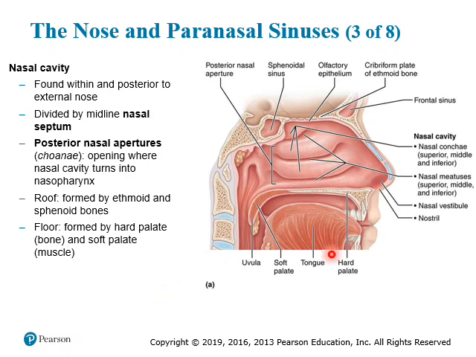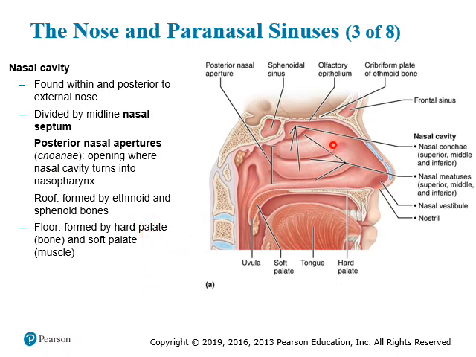First, let's take a look at the nasal cavity. This entire thing here is your nasal cavity. It is found within and posterior to the external nose. It is divided by the midline nasal septum and posterior nasal apertures, which you call the conchae. These are your conchae. You have one, two, three. These are the nasal conchae. This is where the nasal cavity, at the end of this, turns into the nasopharynx.